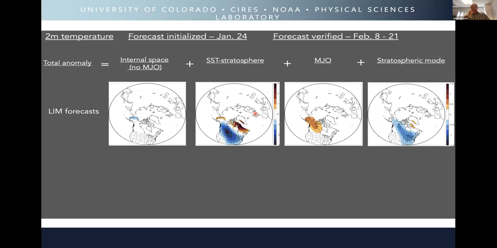Like I said, it's a learning experience for us, trying to see how these tools are used in real time, as opposed to looking at hindcasts and working out diagnostics. Right, thank you.